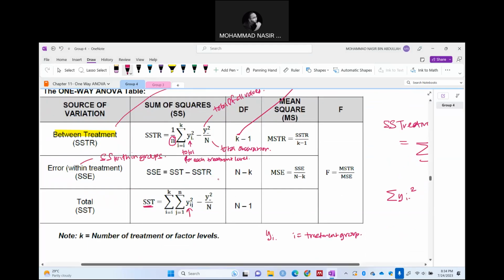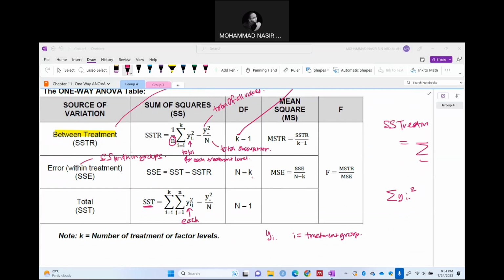Yij means each observation, and power of 2. Right? We square each of the observation and we take a summation for everything. And this is the same as this one. It's the same thing, same formula.